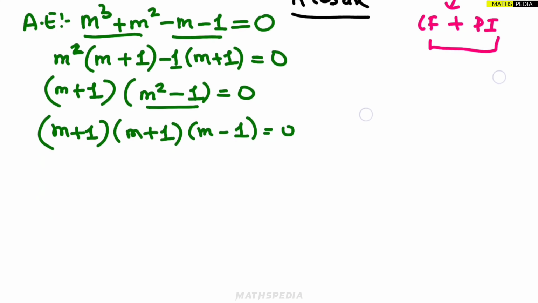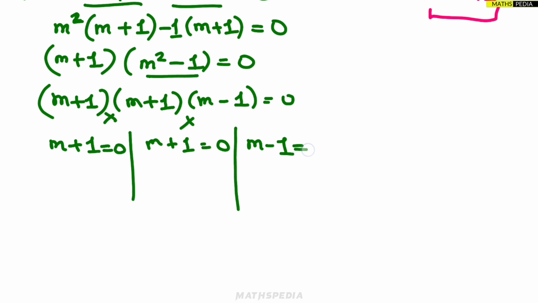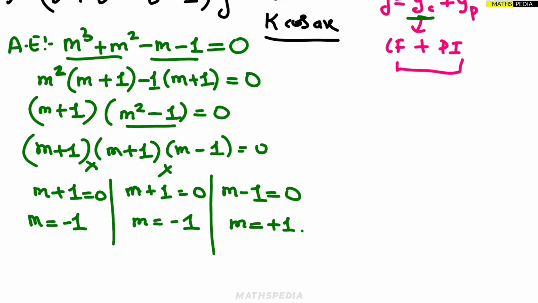So how many factors are there? 3 factors. So I can write m plus 1 equal to 0, m plus 1 again equal to 0, m minus 1 equal to 0. The m value is minus 1, m value again minus 1, m value here plus 1. So we got 3 roots of this. This is the first method we can do by grouping. What if we are not able to get it by grouping? Another method is synthetic division.